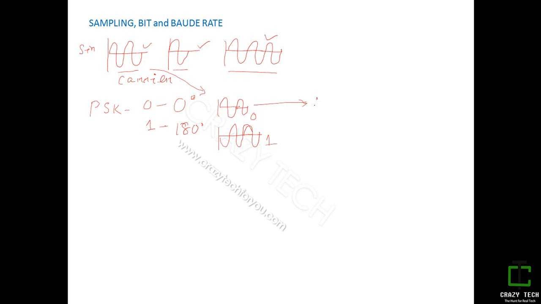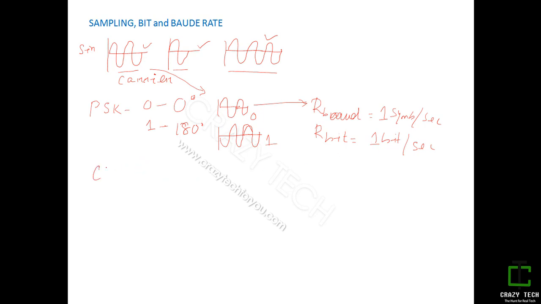So my baud rate, R baud, is equal to 1 symbol per second. Okay, one symbol contains 1 bit of information, that is 0 bit. So R bit is 1 bit per second. So baud rate is 1 symbol per second and bit rate is 1 bit per second.